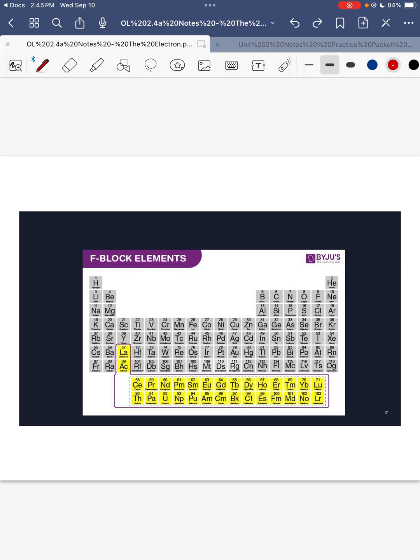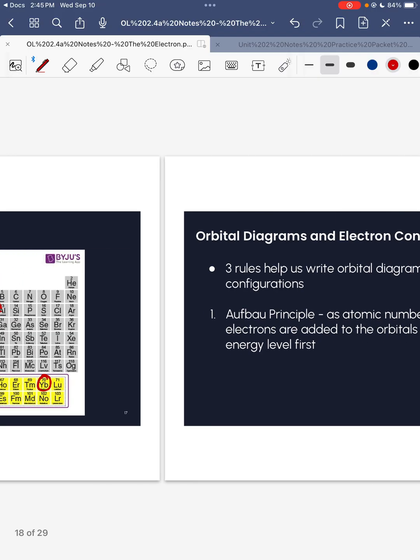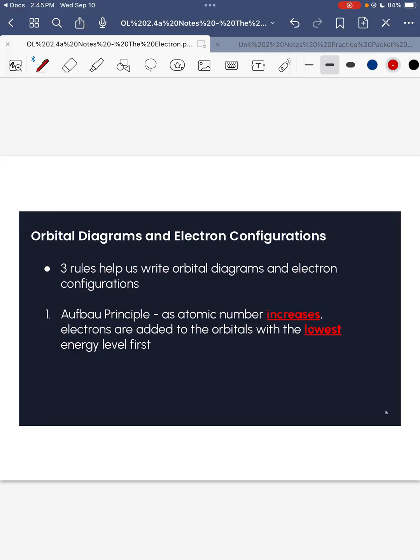And the thing about F, remember how D was 1 behind? Well, F is 2 behind for the same reasons that D is 1 behind. So this down here is 4F. This is 5F. So we go straight from 7S into 5F over here. So if I say I'm thinking of 5F1, I'd be thinking of thorium. If I say I'm thinking of 4F13, I'd be looking at the 13th element within the 4F block, okay? So that's a little bit about our orbitals.